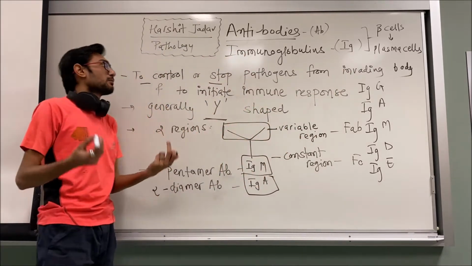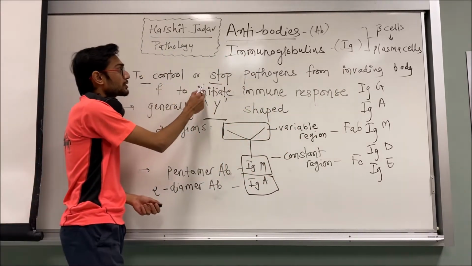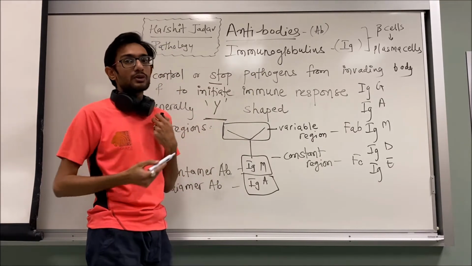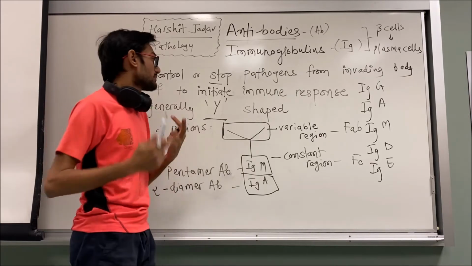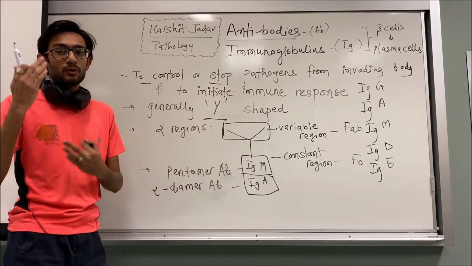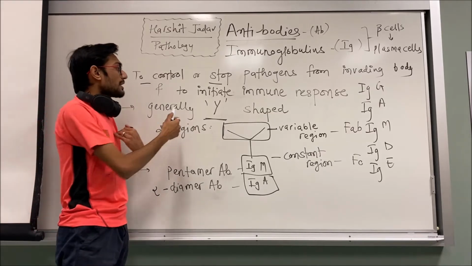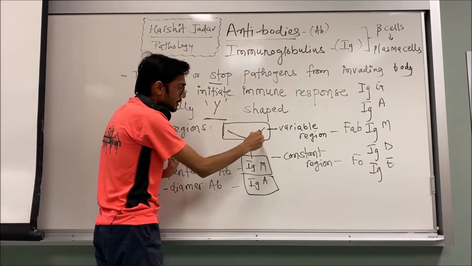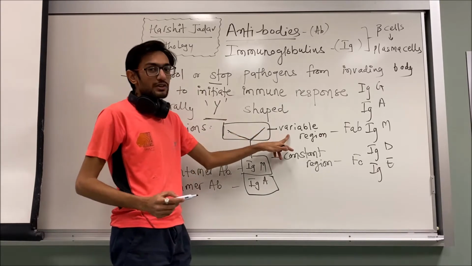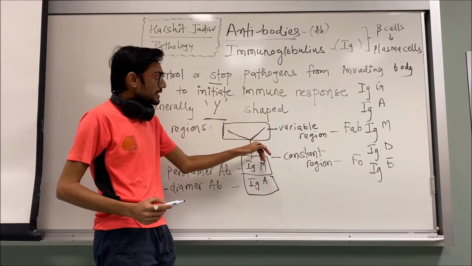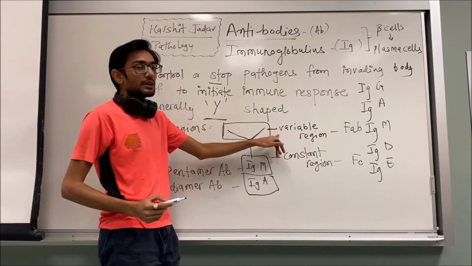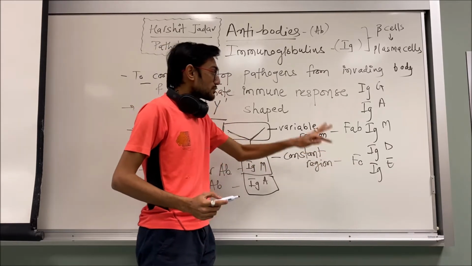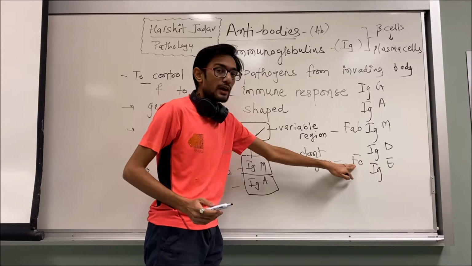What is the basic work of an antibody? The basic work of an antibody is to control or stop pathogens from invading our body as well as to initiate the immune response. So antibodies perform offensive as well as defensive action. What is the morphology of an antibody? Generally they are Y-shaped. So this is a Y shape. You can see these two flaps, those are known as the variable region, and this single line is known as the constant region. The variable region is also known as the Fab region and the constant region is also known as the Fc region. So remember the Fab region and the Fc region.